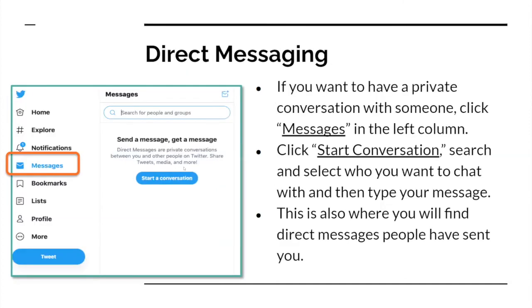And for direct messages, if you want to have a private conversation with someone, click messages in the left column, click start conversation, search and select who you want to chat with, and then type your message. This is also where you will find direct messages people have sent to you.